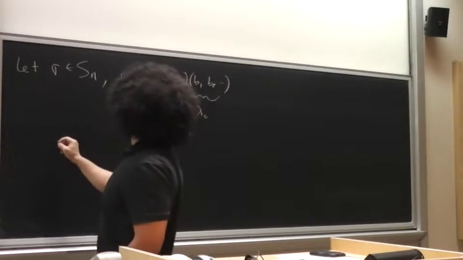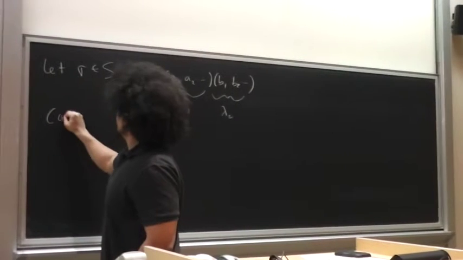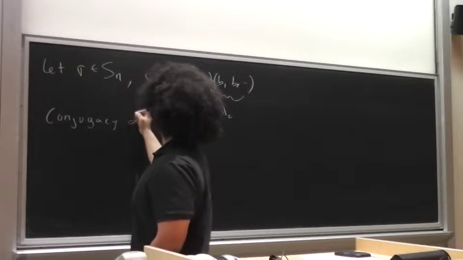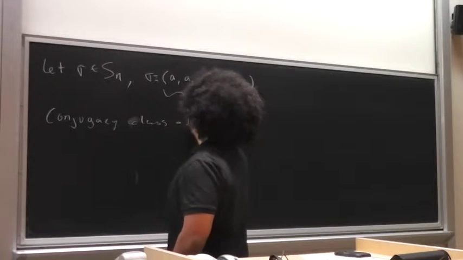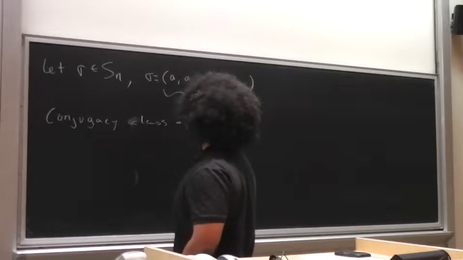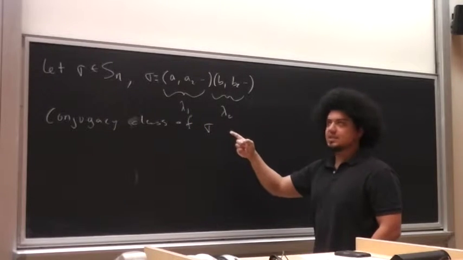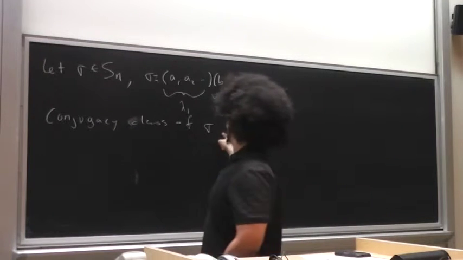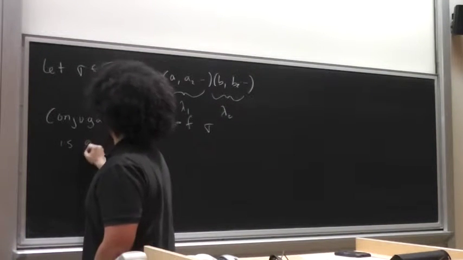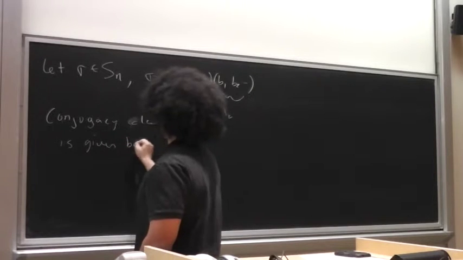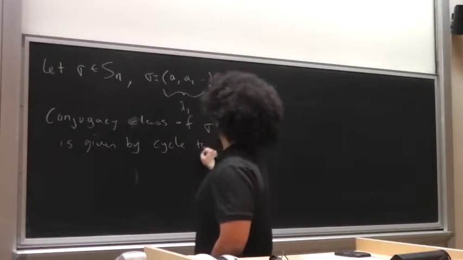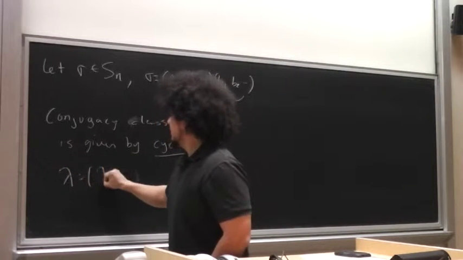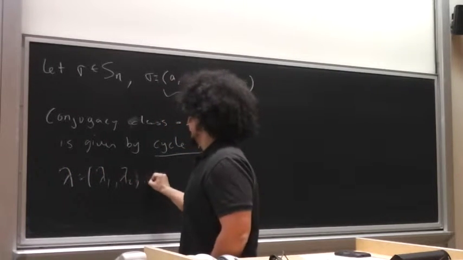And the conjugacy class of sigma are all the permutations in Sn with the exact same partition, lambda 1, lambda 2. So it is indexed, or given by, cycle type. This is called the cycle type. This is lambda: lambda 1, lambda 2, and so on.